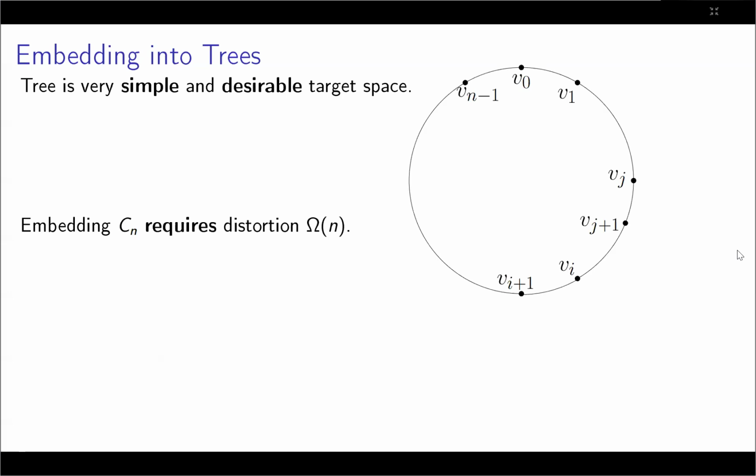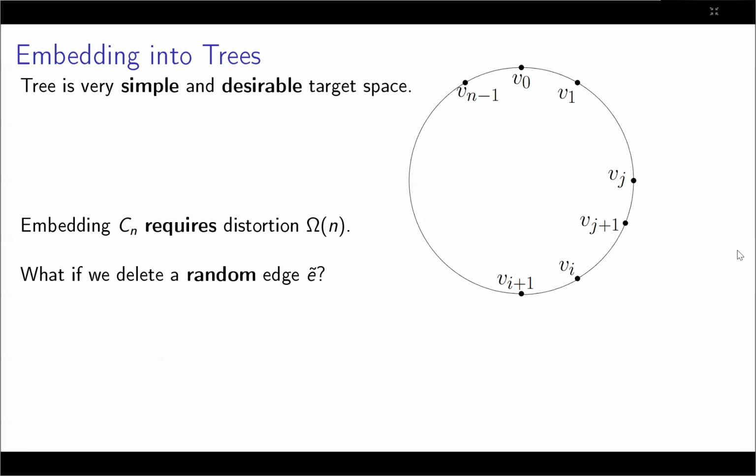Unfortunately, trees are not very representative. Specifically, look at the cycle graph. If you want to embed this into a tree, you will suffer distortion n, linear distortion. If you delete one edge, the two vertices over the edge you deleted will suffer distortion n. Even if you allow Steiner points and embed it into some other tree, it's still known that you cannot do better than some constant times n. So this looks like the end of the story.